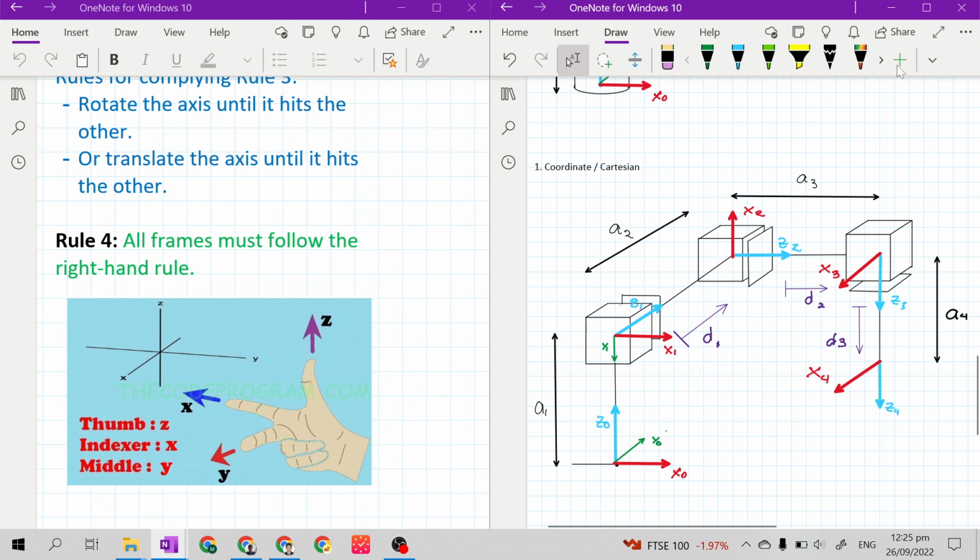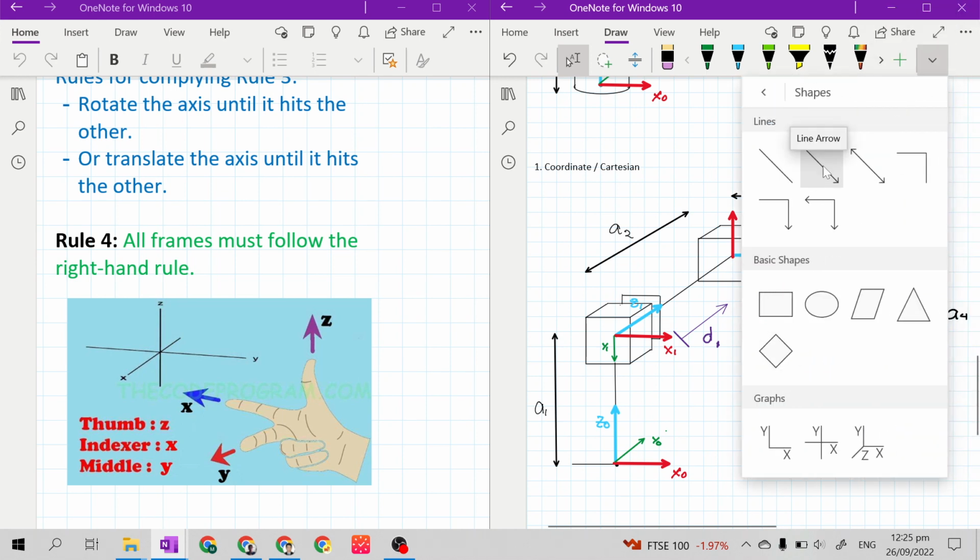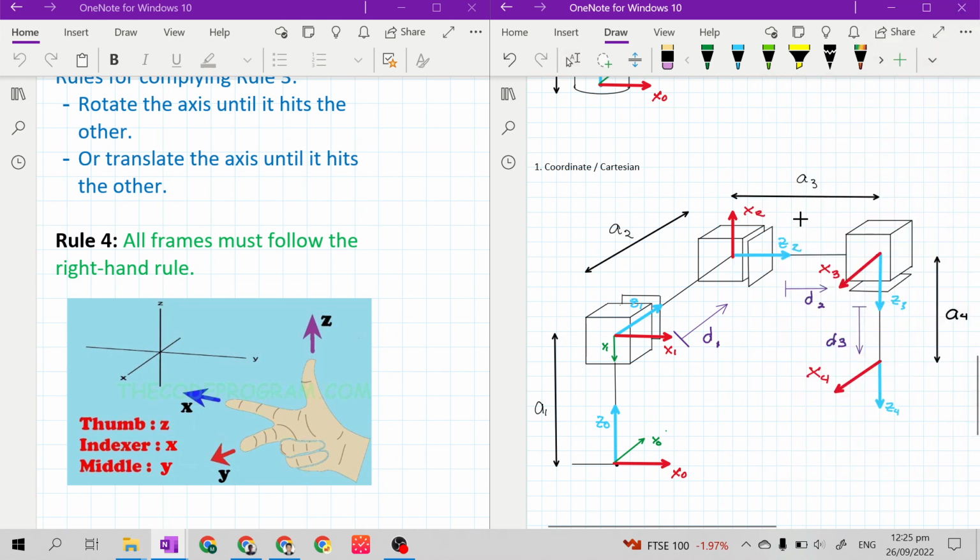Next, for y sub 2, okay, z sub 2 is pointing to the right, x sub 2 is pointing upward. So y sub 2 will point to the front. Okay, this is y sub 2.